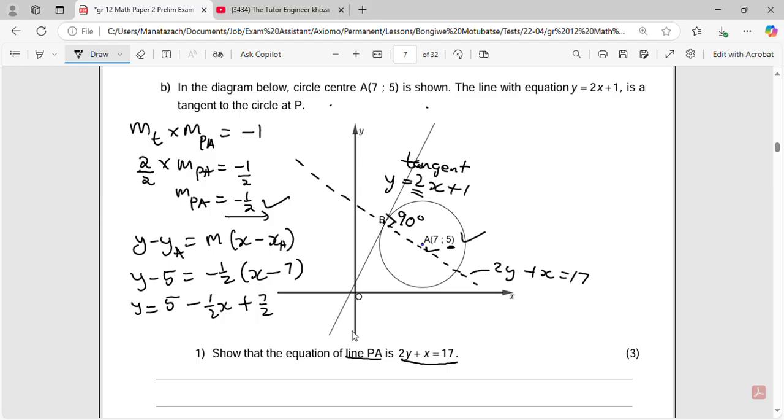Okay, we're almost there. Since they said you must write the equation in this format, I'm going to multiply by the denominator of 2 everywhere, the left hand side and the right hand side. So if I multiply everything by 2, I'll find 2y is equal to 10 minus x plus 7. I think we're coming closer to what we need to prove. 2y, I'll take the x to the left hand side, it's going to be plus x. On the right hand side, I'll be left with 10 plus 7, which will give me 17. So there you go.